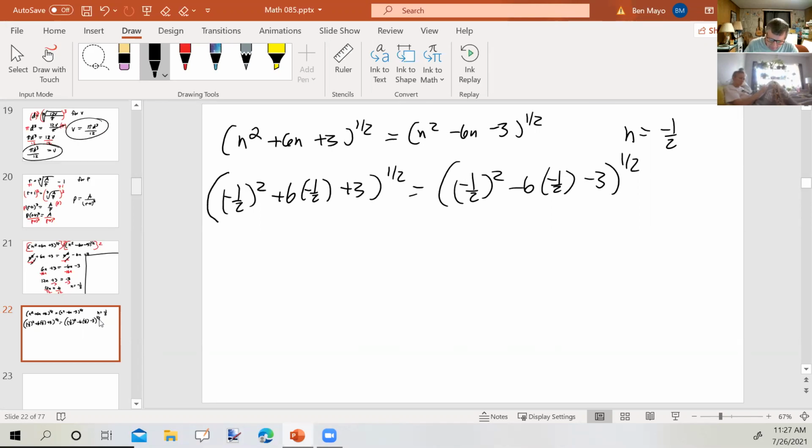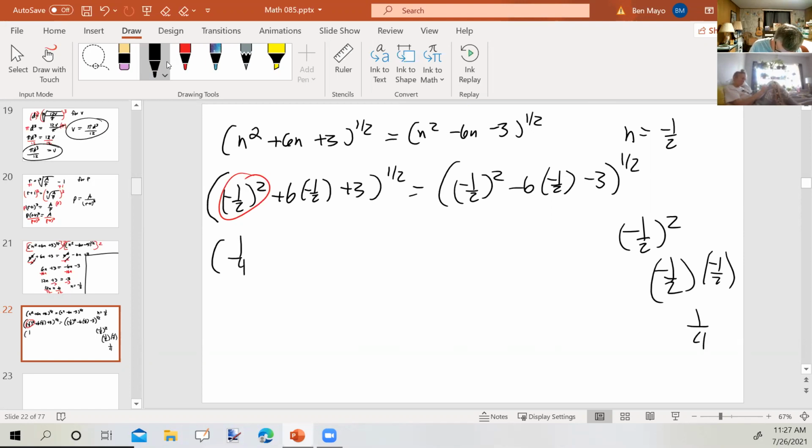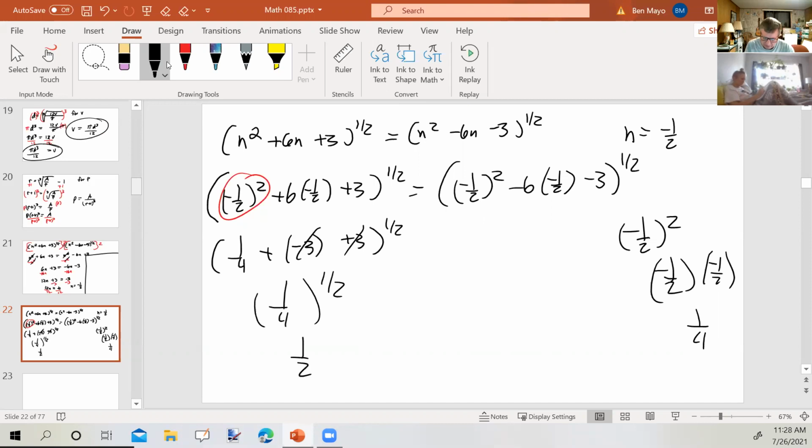Okay. Well, let's take a look at this term. Negative 1/2 squared is negative 1/2 times negative 1/2, which would be positive 1/4. So I've got 1/4 plus 6 times negative 1/2 would be what? Negative 3, and then plus 3. Okay. Well, 1/4 plus negative 3 plus 3 is just going to be 1/4 to the 1/2 power, which is what? 1/2, because you take 1 to the 1/2 power, which is 1, 2 to the 1/2 power, which is 2. So I get a half on the left side.